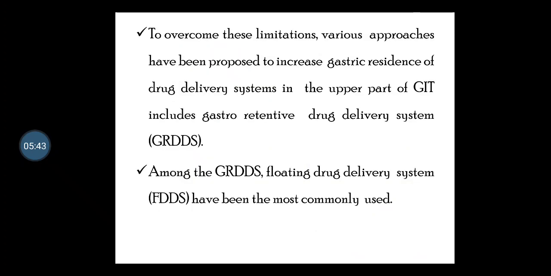So to overcome these limitations, various approaches have been proposed to increase the gastric residence of the drug delivery system in the upper part of the GIT. This includes the gastroretentive drug delivery system, that is GRDDS. Among the GRDDS, the floating drug delivery system, the FDDS, has been the most commonly used.